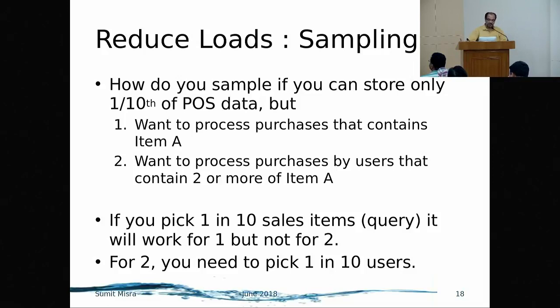But if my question is I want to process purchases by users that contain 2 or more items in A, then sampling at 1/10 rate normally will not give me the result, because it is very unlikely that I will be sampling exactly 2 A's side by side, one after the other. So that is the reason I cannot do that. Then I have to change the strategy.